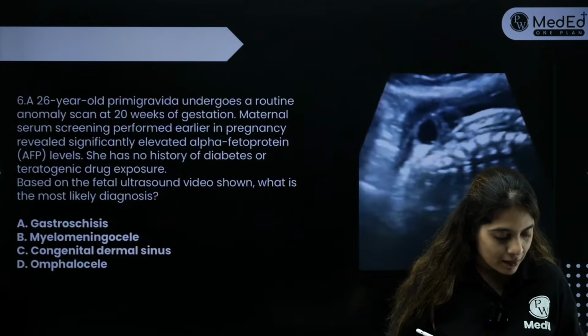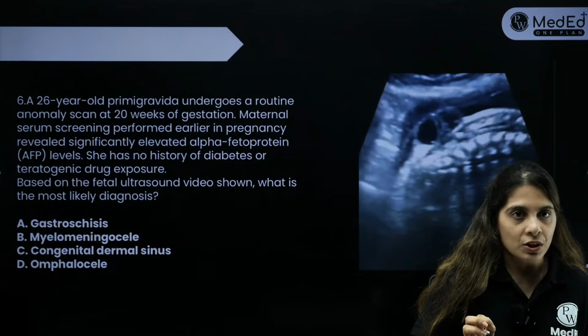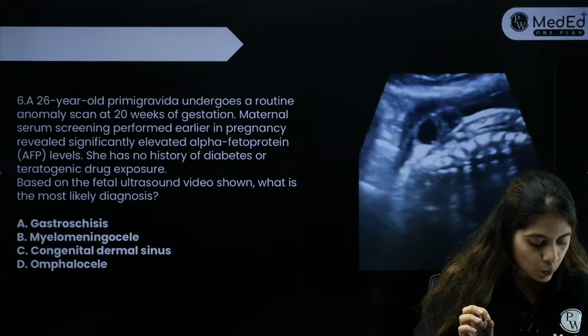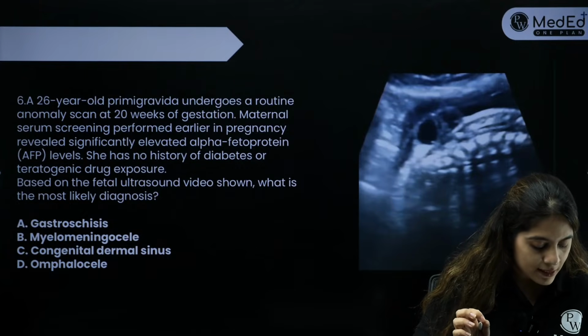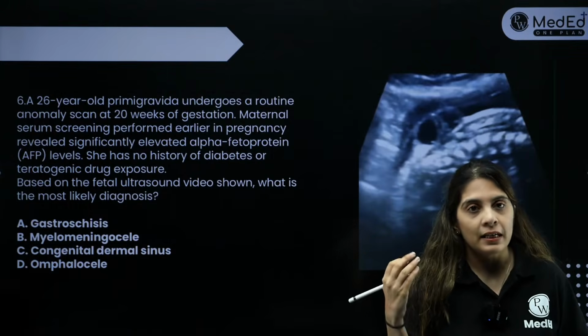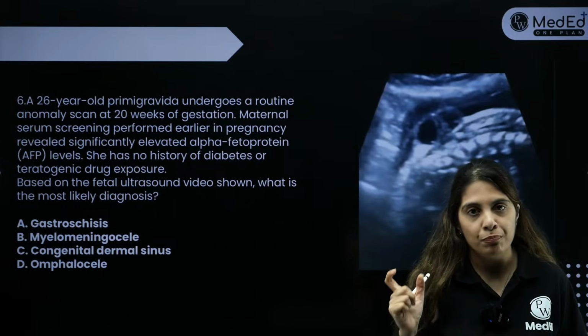Now, let's move towards our next MCQ. This is the 6th MCQ and I will just read the question first and then I will show the video. A 26-year-old primigravida undergoes a routine anomaly scan at 20 weeks of gestation. Maternal serum screening performed earlier in pregnancy revealed a relatively elevated AFP. This is an important hint they have given, that there is an elevated AFP, right?